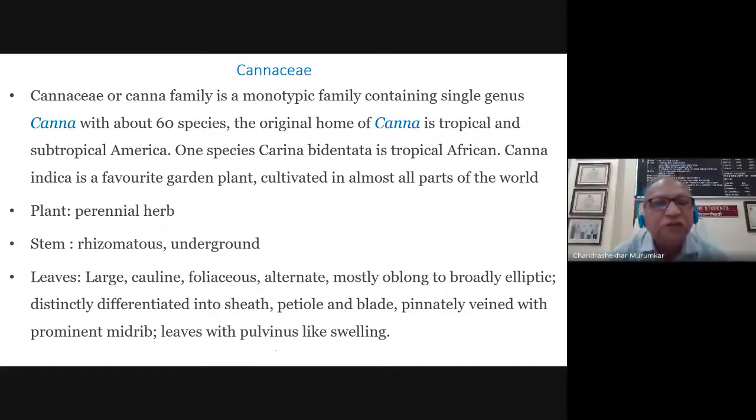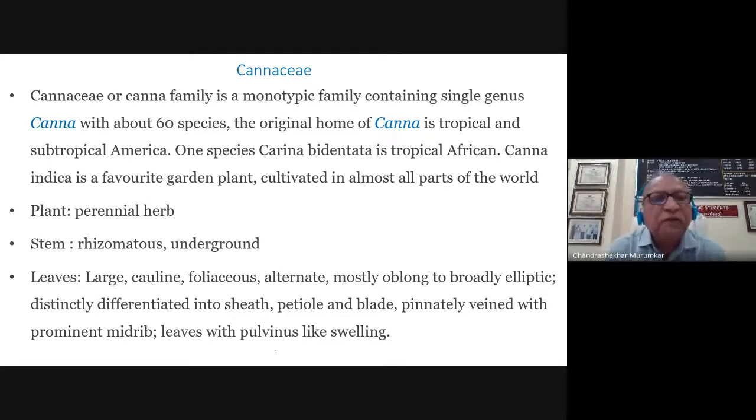Leaves, they are large in size. They are cauline. Cauline means they are aerial. They are foliaceous, that is, they are leaf-like. They are alternate and mostly belong to broadly elliptic size of the lamina. So the shape of the lamina is elliptic.